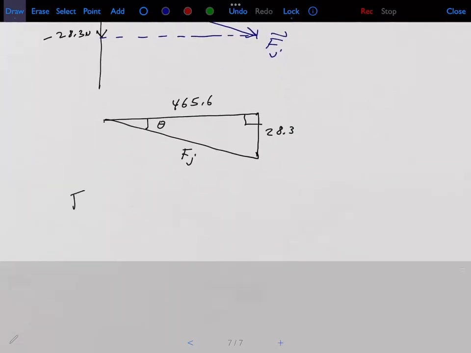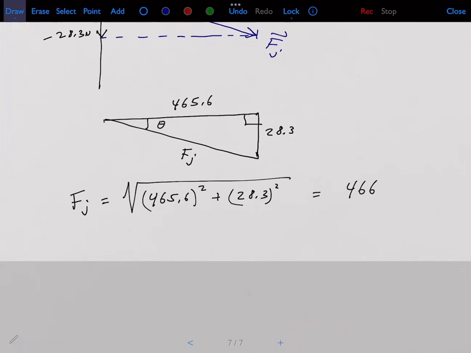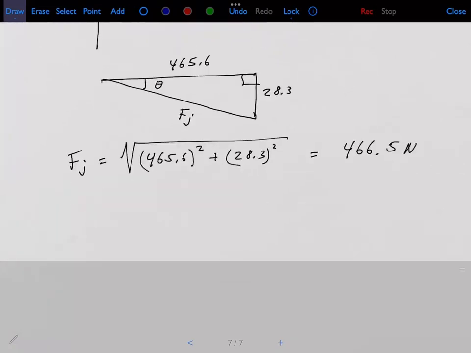So Fj is going to be equal to the square root of 465.6 squared plus 28.3 squared. Right? A squared plus B squared equals C squared, where C in this case is my joint force. It's the hypotenuse. So if I take the square root of both sides, that should give me the answer. And if you do this, you're going to get 466.5 newtons.